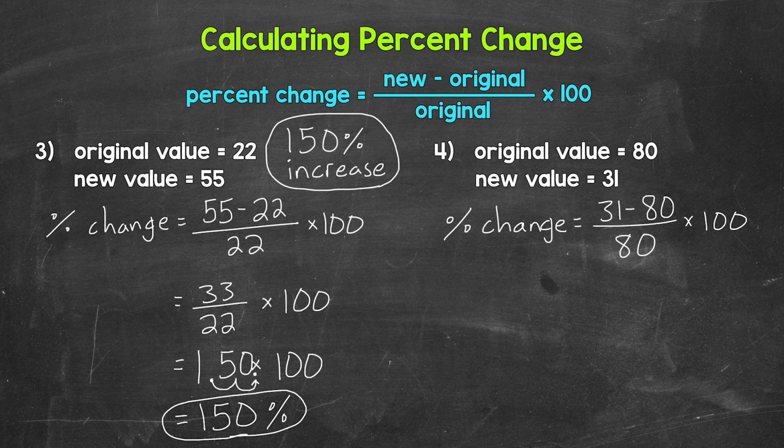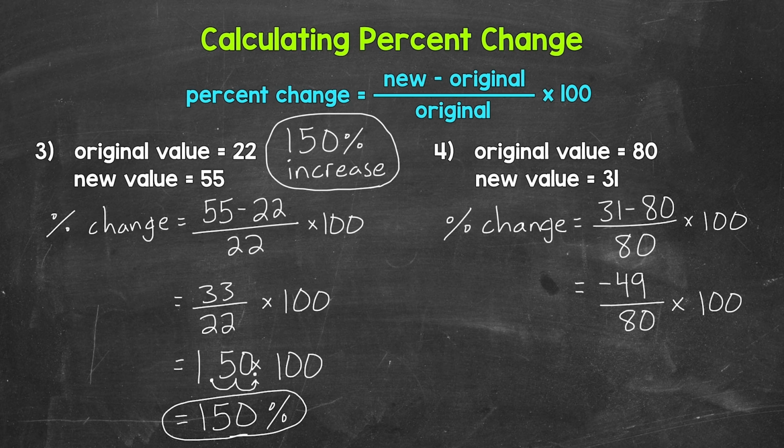Let's start by subtracting. We have 31 minus 80. That gives us negative 49. So that's our amount of change, and it's negative. So that tells us that we have a decrease. And we need to divide that by the original value, 80, and then multiply by 100.